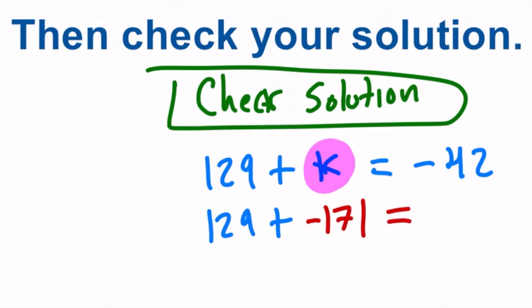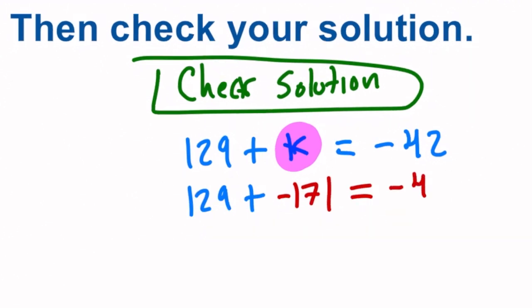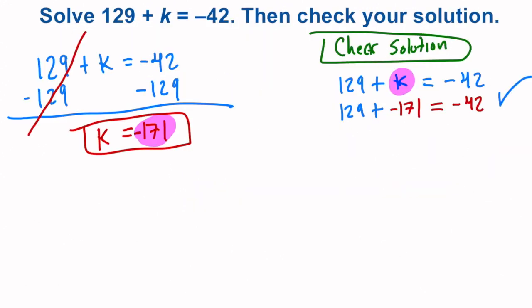And if I get negative 42, that means that we got the right answer. So in this case, when I double check, I do get negative 42, which means we did it correctly. And that's it.